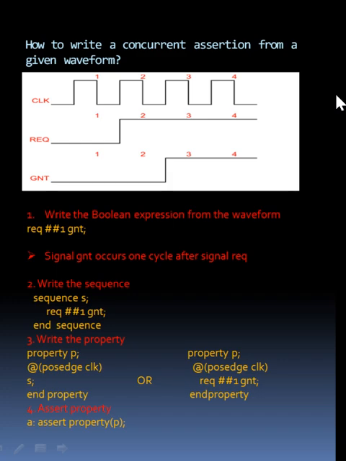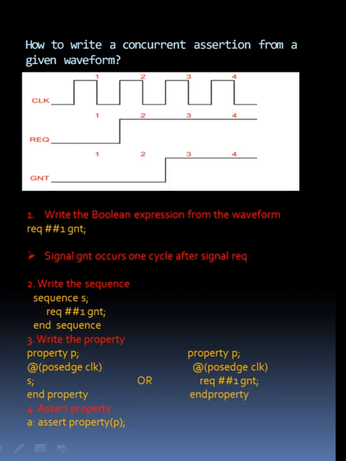As you can see below the request signal, there is another signal called grant, which is high at the third clock cycle. So how to write a concurrent assertion from this waveform? First, we have to write a Boolean expression from the waveform. So from this diagram, what can we see? We can see that the grant signal occurs one cycle after the request signal.